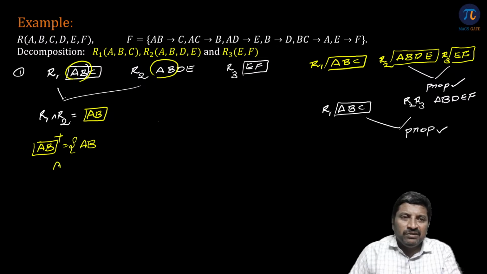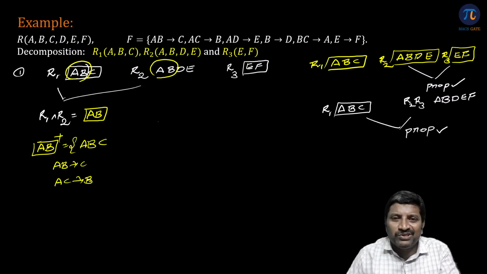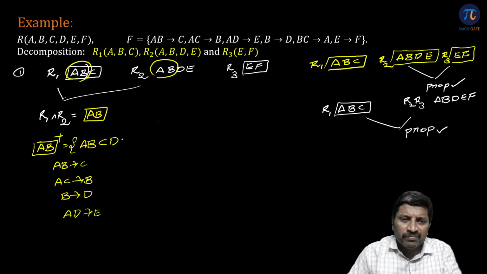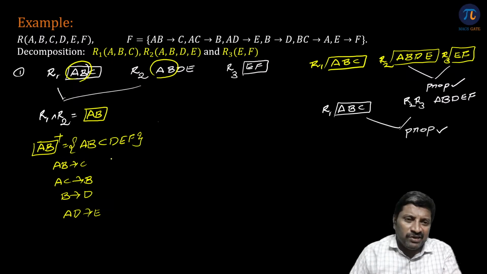Anything else? With AB, I can get C. Then with AC, I can get B. I think B is already there, sir, no need to do it. Anything else? With B, you can get D. Then with BC, you get A. That was already there. Then any possibility for E, sir? Yes, with AB you can get E. Then with E, you can get F. Anyway, we got all the attributes.